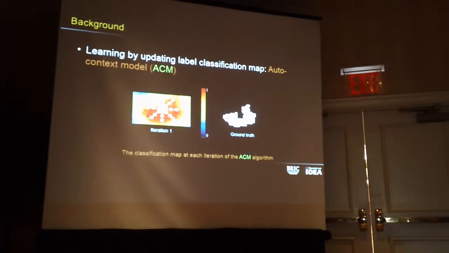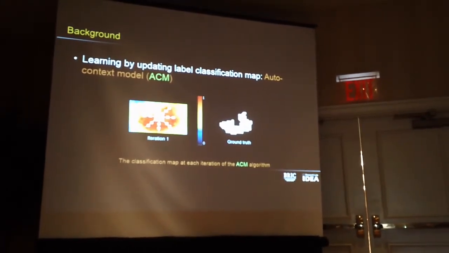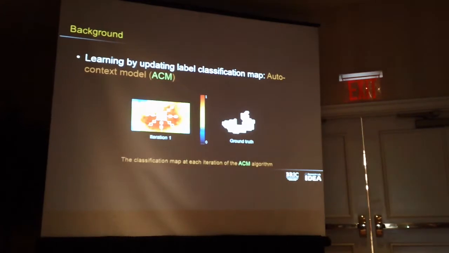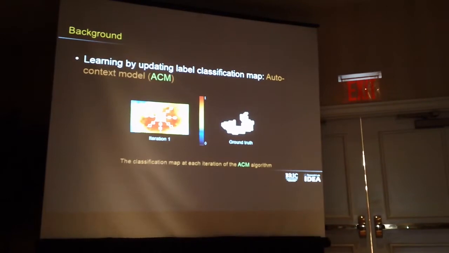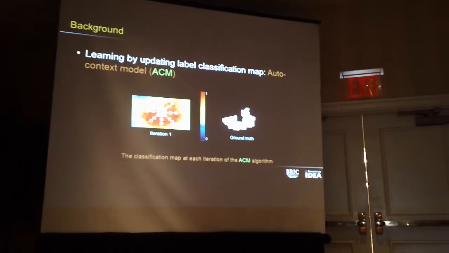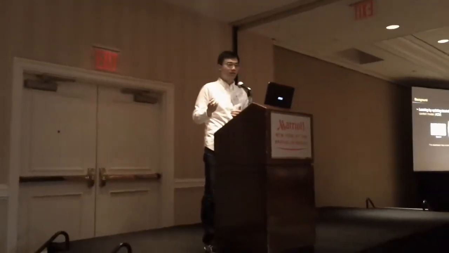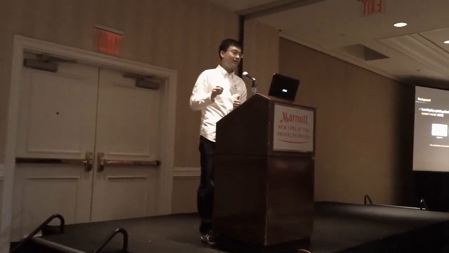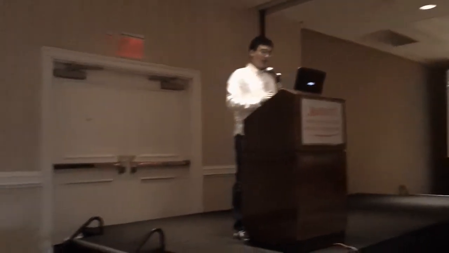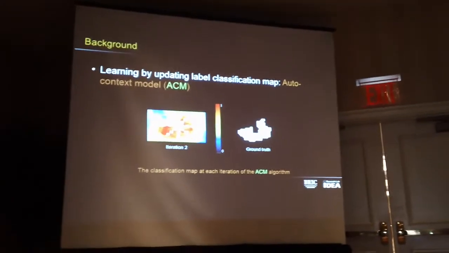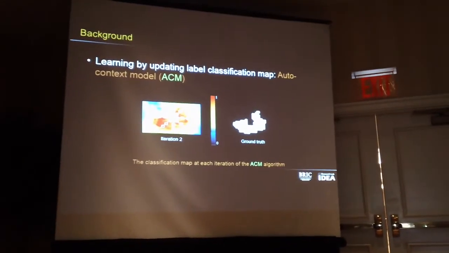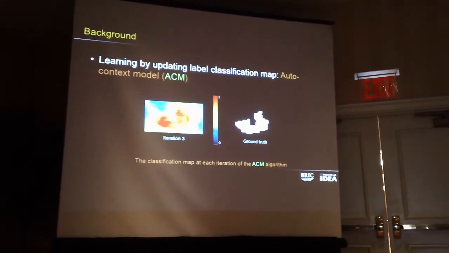Meanwhile, there is another kind of labeling method named the auto-context model, or in short, ACM. It is a learning-based method, and this method does not need accurate registration. Basically, this method can extract context features from the output and use these context features to update the classifier, and using the new classifier, the output can be refined. Also, the context features can be extracted again, so the output can be iteratively refined.